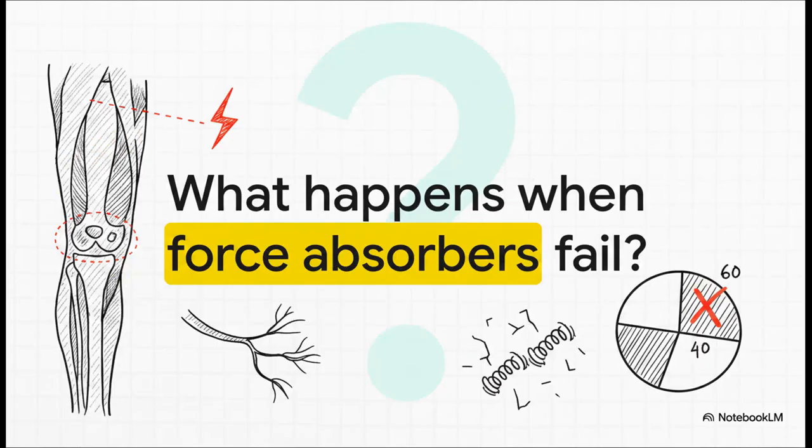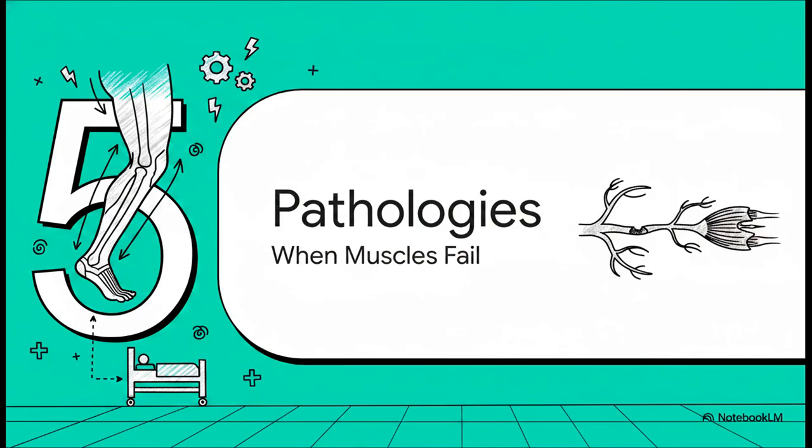Okay, so now we know exactly what normal looks like. But let's be real, as future clinicians, your whole job is identifying the abnormal. So ask yourself, what happens to that perfect 60-40 ratio, or those precise joint angles we just went over, when a specific muscle or nerve completely fails? Which brings us to our final section, pathologies, when muscles fail. Let's see how all this translates to patient pathology on the wards.